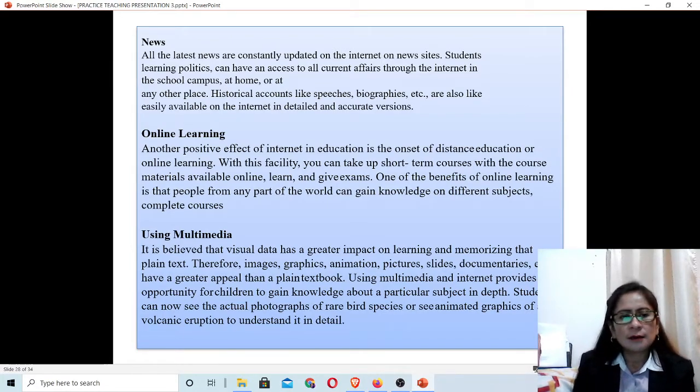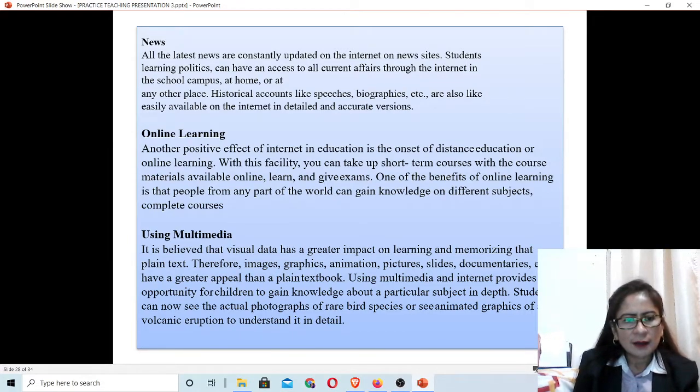Online learning. Another positive effect of the internet in education is distance education or online learning. With this facility, you can take up short-term courses with the course materials available online, learn, and take exams. One of the benefits of online learning is that people from any part of the world can gain knowledge of different subjects and complete courses.